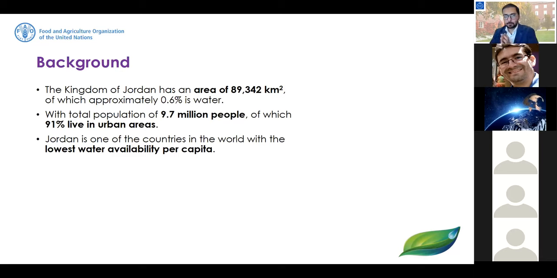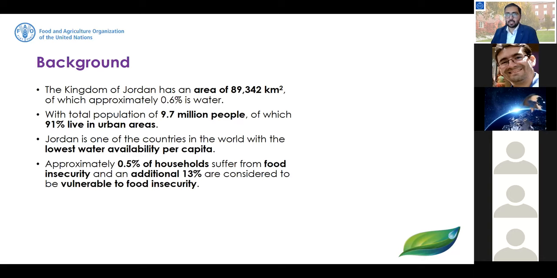The threshold for water scarcity is about 500 cubic meters per capita per year. The renewable resources in Jordan are less than 100 cubic meters per capita per year. So it's really an important challenge and an issue in Jordan. Food insecurity is another aspect. 13% of the households are vulnerable to food insecurity.